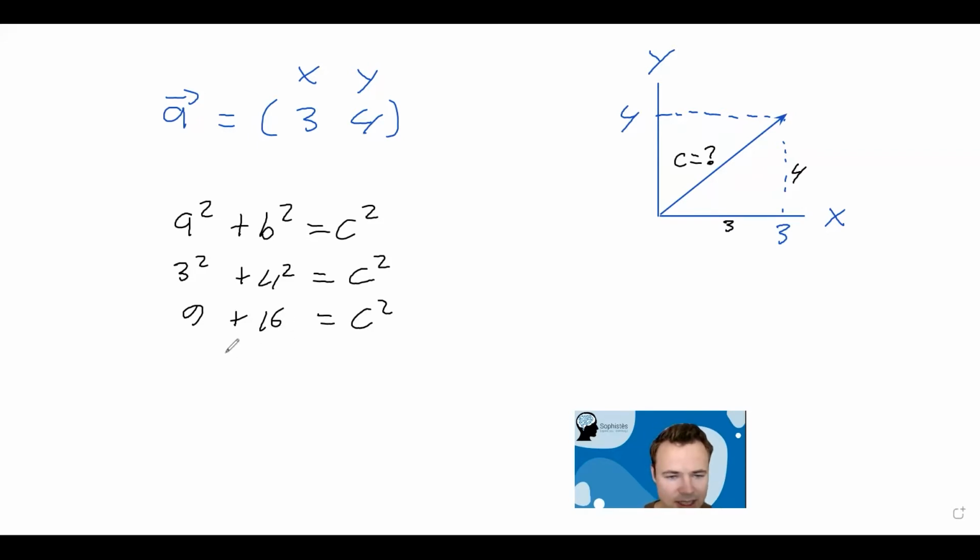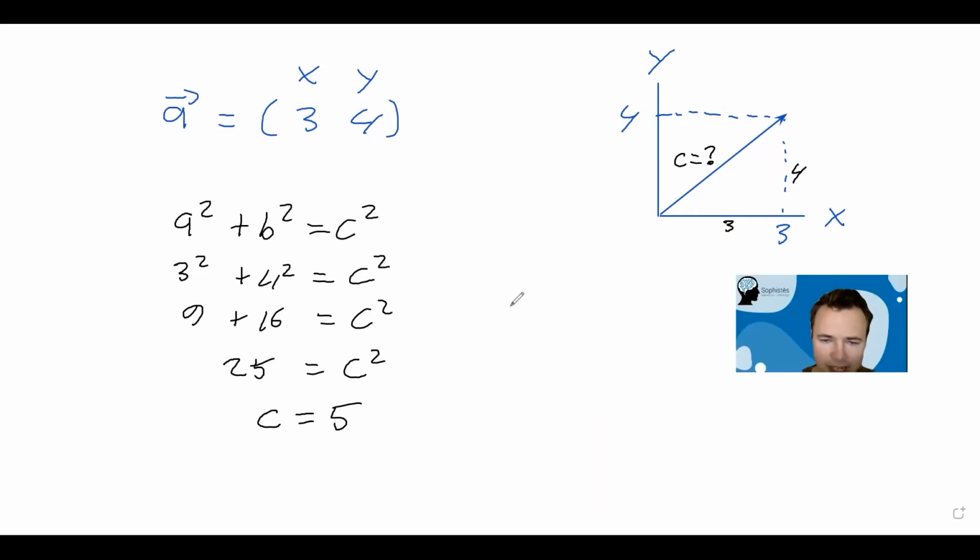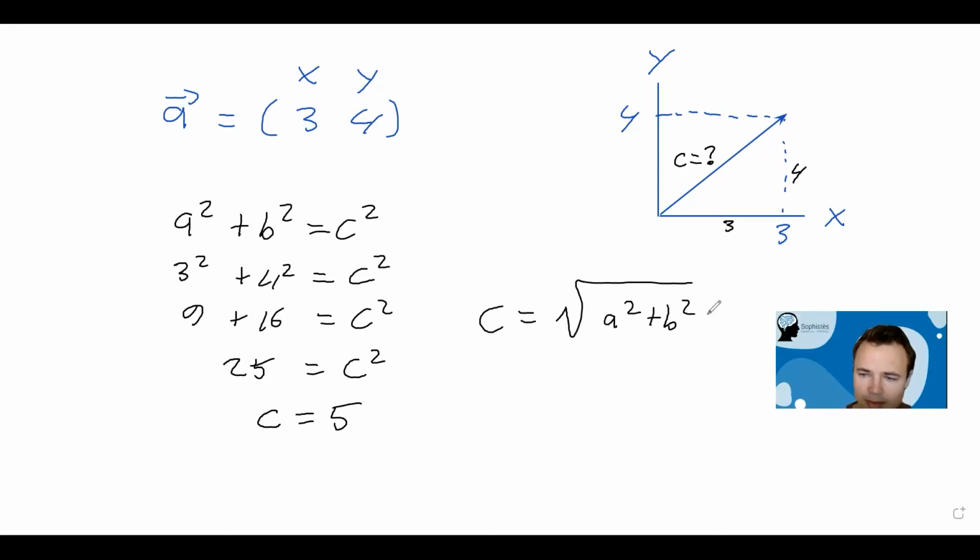Well, 9 and 16, that of course is 25, and then 25 is the c squared. And then you can find the answer. So now you know that the length of that arrow, the c, is the square root of 25, which is 5, right? So this is basically how you can find the length of a two-dimensional arrow. A squared plus b squared is c squared. So then the general formula for the length would be the square root of a squared plus b squared, right? So this is basically how you can find the length of your two-dimensional vector.